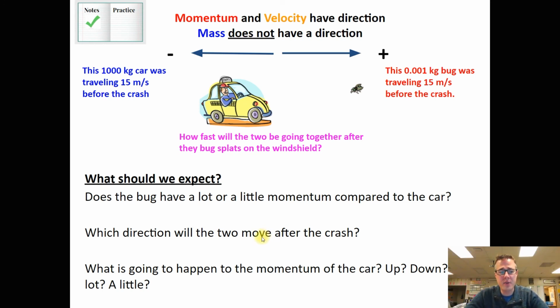And then at the last one, what's going to happen to the momentum of the car? Well, the bug's momentum isn't 0. It technically has a little. So when they crash into each other, the bug's momentum is going to take away a tiny little bit from the car. So we should expect the car's momentum to go down just a tiny bit.